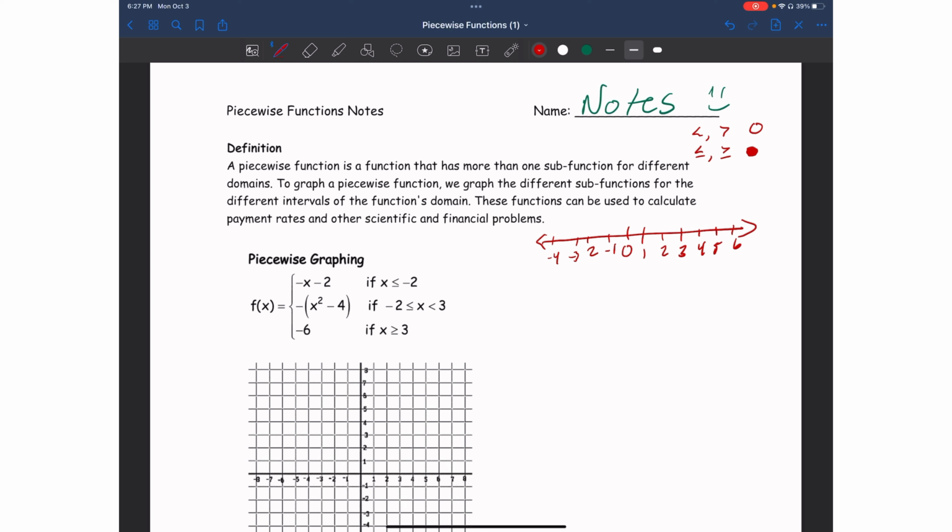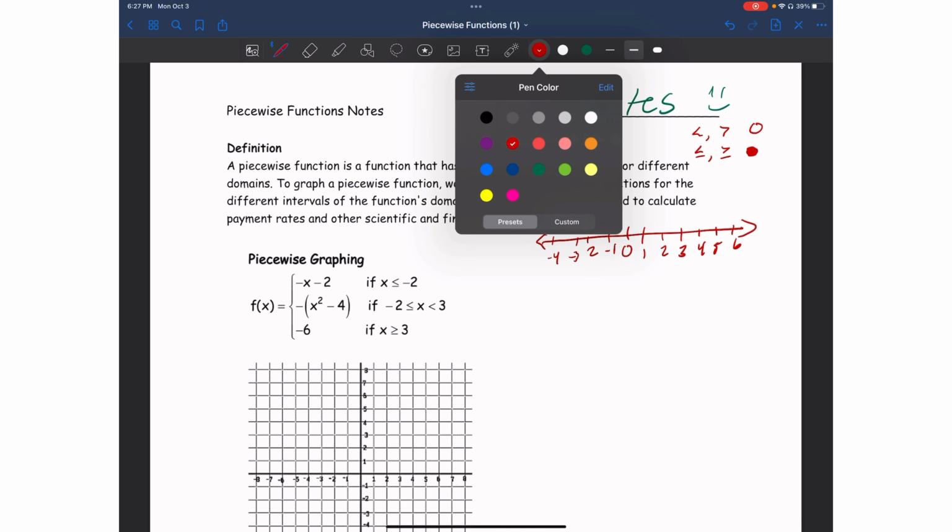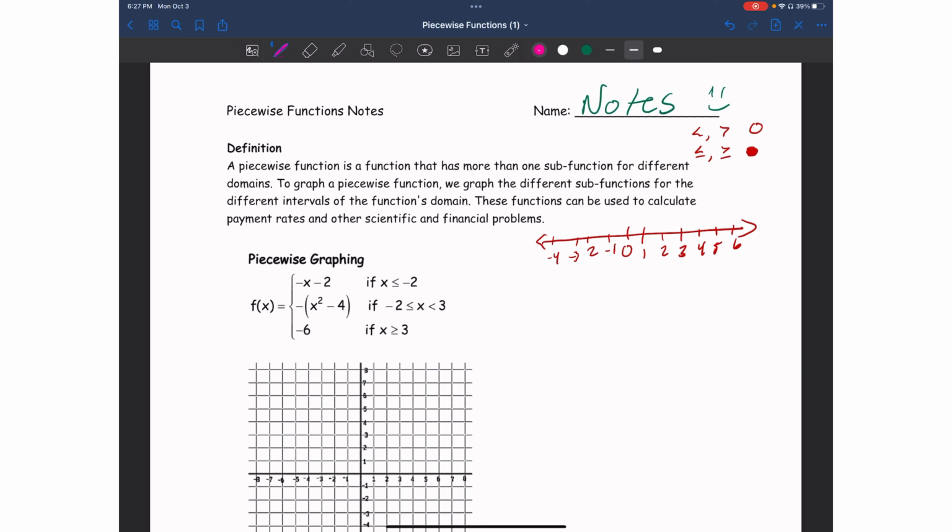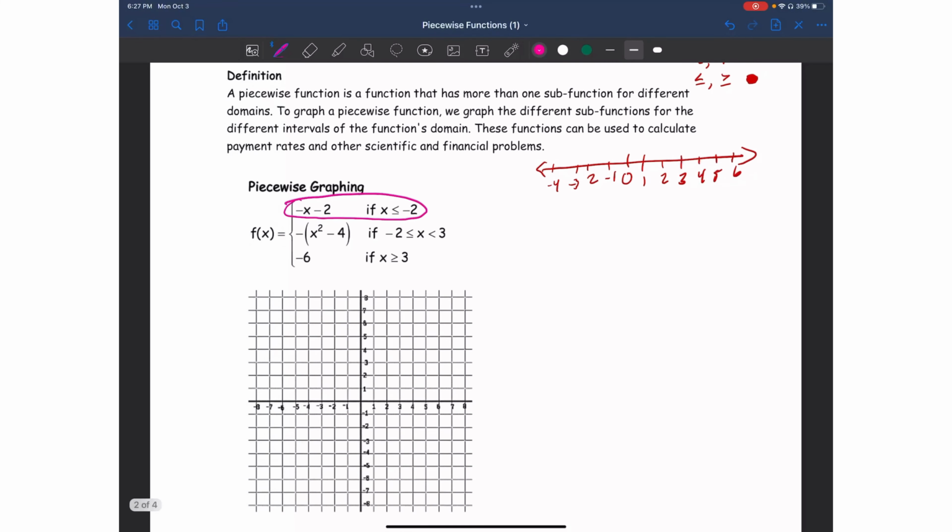I am going to be color coding the notes. So if you have some colored pencils or pens with different colors, you can follow along with the coloring as well. The first thing that I'm going to do is put my first piece of the graph in pink. I circled it at the top so you can see which piece I'm referring to when I'm doing the math. I am going to be doing a t-chart.